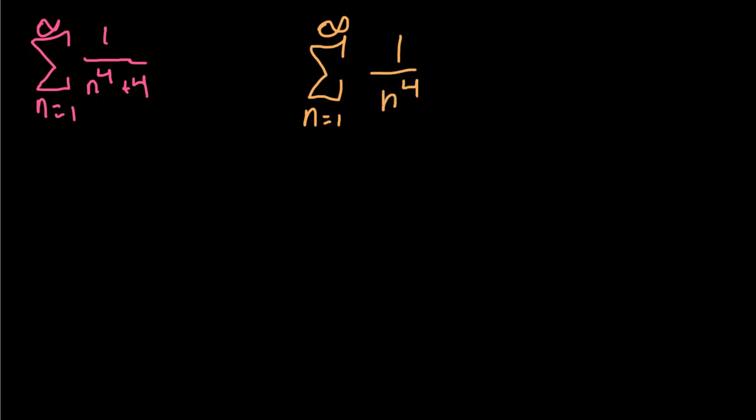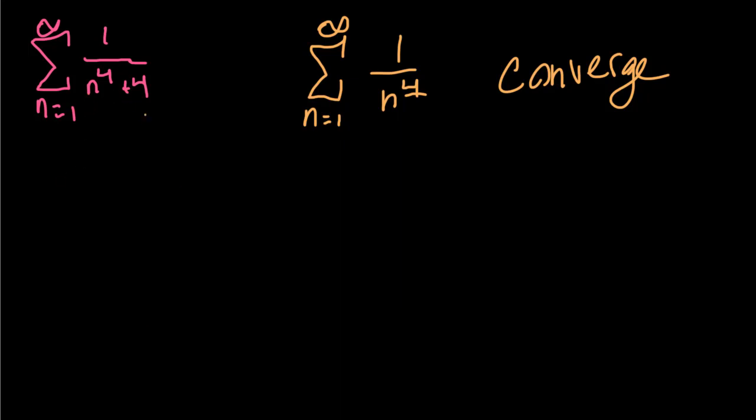Now, why am I choosing n to the fourth? Well, this is something that I can easily tell if it converges, because this is a p series. In this case, our p is 4, which is greater than 1. So we know that this series is going to converge by our p series test. And 1 over n to the fourth is always going to be larger than 1 over n to the fourth plus 4.